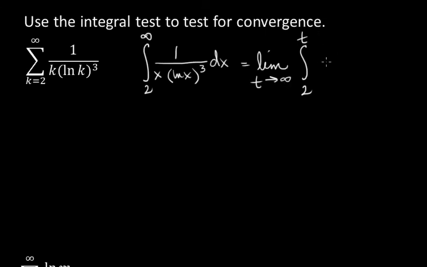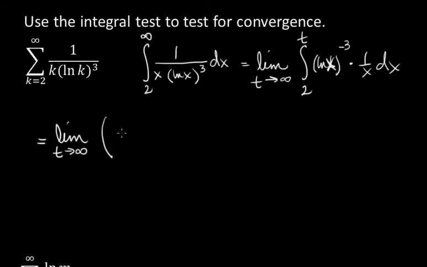The integral from 2 to t of, and now I'm going to write this as natural log x to the minus 3 times 1 over x dx, because I can see it's a simple u substitution, u to the minus 3 du. So I'll just integrate as is and write the limit as t approaches infinity of, integrating, I get minus a half times natural log x to the minus 2 evaluated from t to 2.